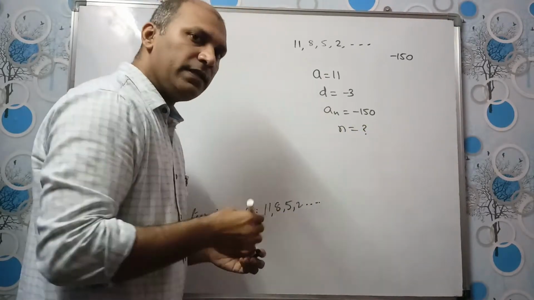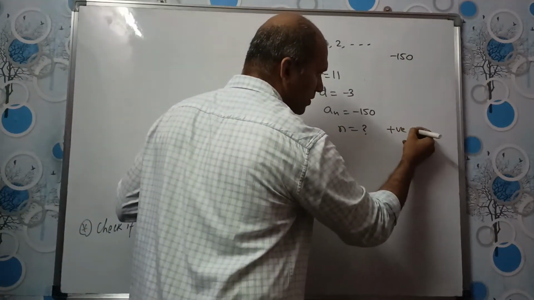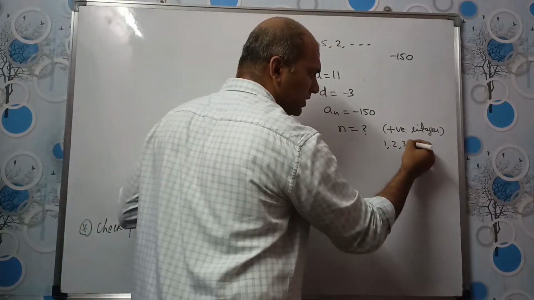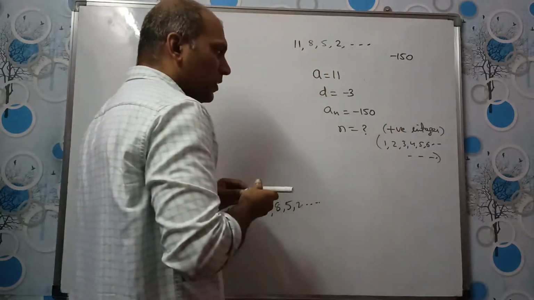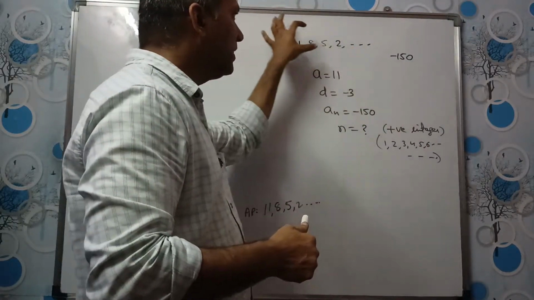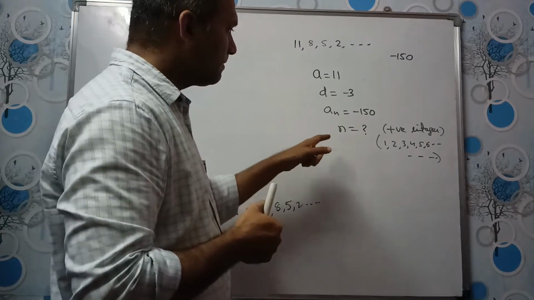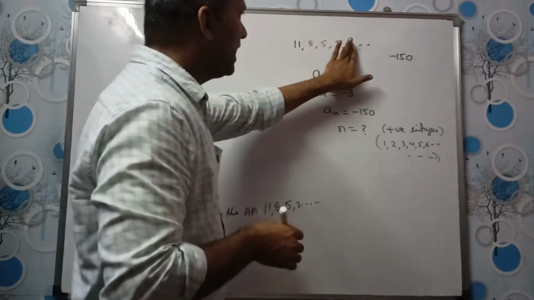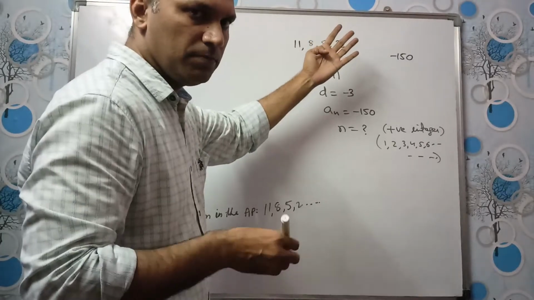If N is a positive integer, that means 1, 2, 3, 4, 5, 6 and so on, numbers like this. If we get the N value as a positive integer, then minus 150 will be a term in this series, otherwise it will not be. Why? Because N is the number of terms, right? If we have this series, how many terms are there? 1, 2, 3, 4. There are 4 terms. Positive integer, right?